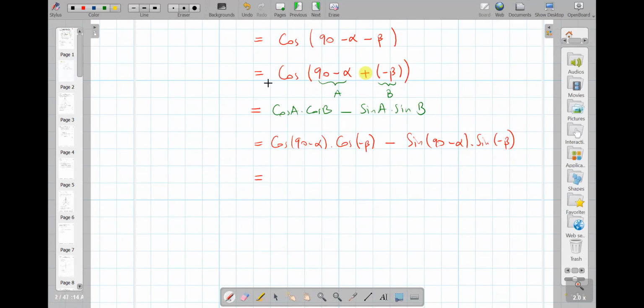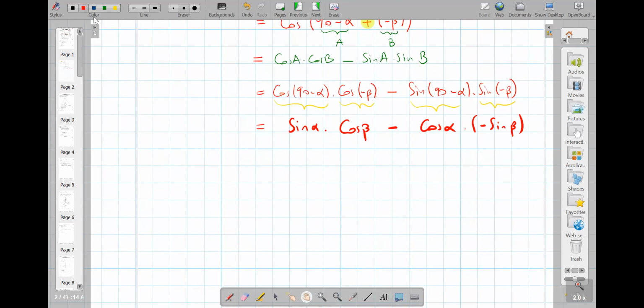So cosine of 90 minus alpha is sine alpha. So all these are, as you see, identities, like reduction formulas. So how does it work? That is sine alpha. Cosine is positive, so that's cosine beta. Sorry, that's cosine of beta. And sine of negative beta is in the third quadrant, so that's minus sine beta. So then we can see that minus and minus. So we can write the final answer.